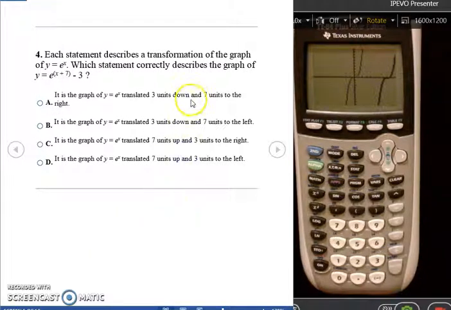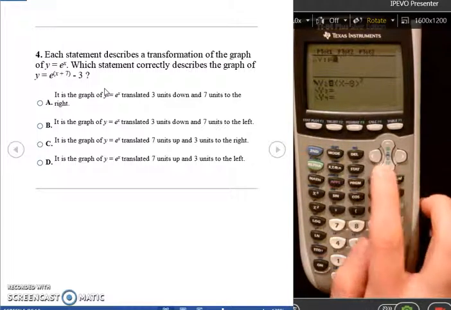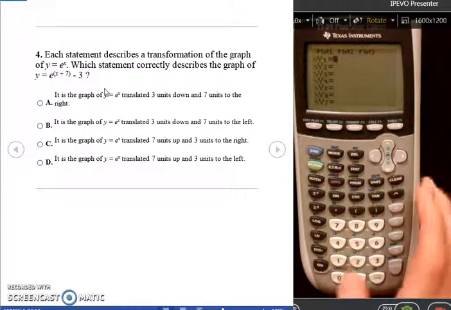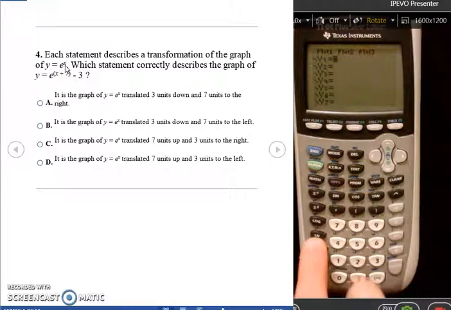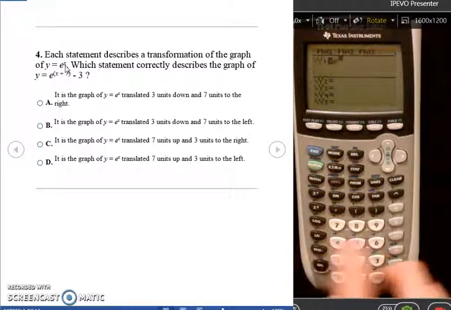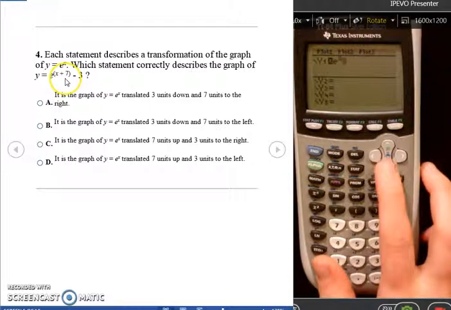Number 4, I am now going to look at when it's being shifted up and down and left or right. As I look at my answers, there's both ways. So I'm going to go ahead and press y equals and clear these out. And I'm going to go ahead and type in that first equation, which is e to the x. So e to the x is above the ln symbol, so I'm going to press second e and then type in the x.